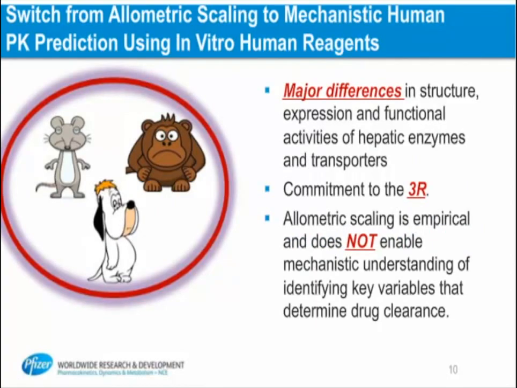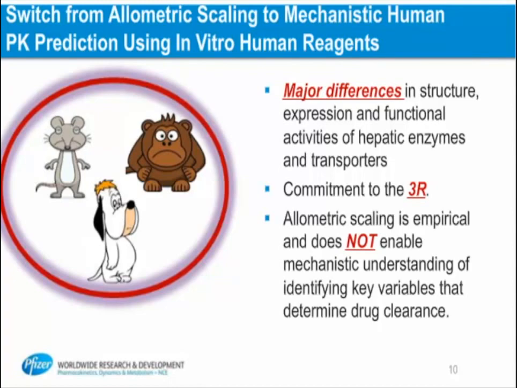Now, because of this, what you have observed is that colleagues start thinking, how can we do that? How can we put these things in perspective? One of the approaches that people thought about is the use of allometric scaling. But when you use allometric scaling, you need to keep in mind certain things that limit the utility of this approach. We need to remember that it is empirical. We need to remind each other that there are major differences in the structure, expression, as well as functional activities of various hepatic enzymes and transporters.